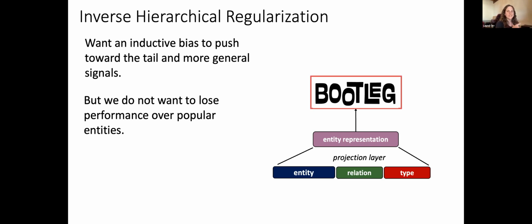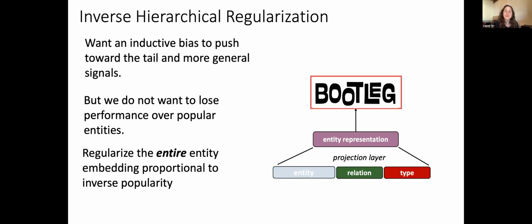And so, to use a fancy ML term here, we want to have an inductive bias in the model that pushes it towards learning information in the relationships and types over this entity representation. Because again, the whole point is to have the model learn better things over the tail. However, we don't want it to totally ignore this entity embedding. It is going to encode a lot of useful information, especially for very popular entities that it sees a lot. So what we do, and it's fairly straightforward, is we regularize the entity embedding proportional to the inverse popularity.